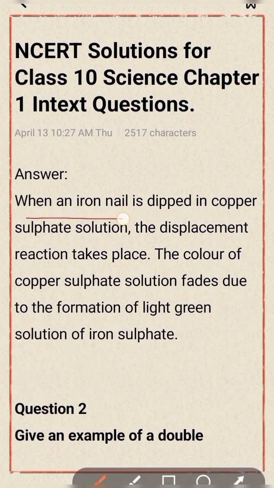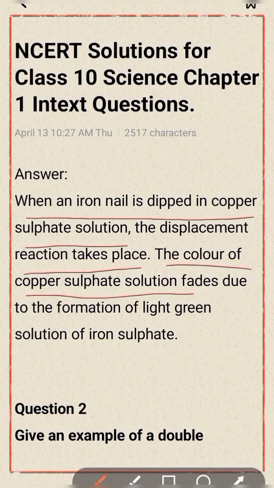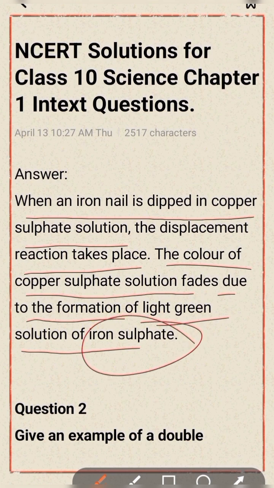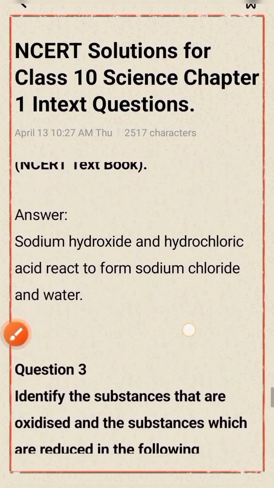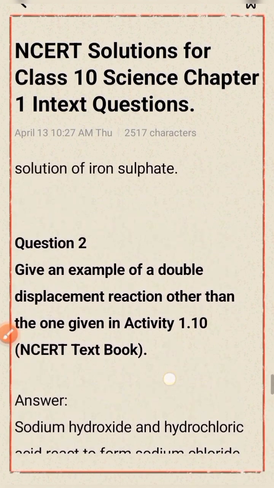When an iron nail is dropped in copper sulfate solution, a displacement reaction takes place. Okay, this type of reaction is a displacement reaction. The color of the copper sulfate solution changes due to the formation of a light green solution of iron sulfate. This is the color of iron sulfate, a light green solution. Okay, next question number 2.